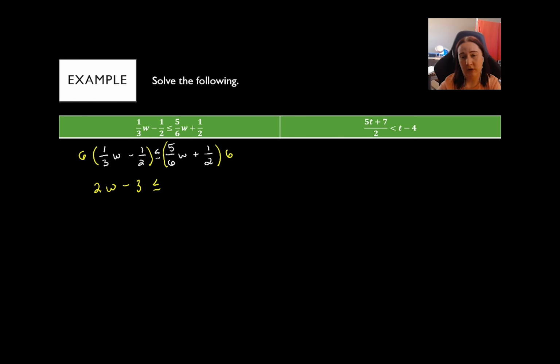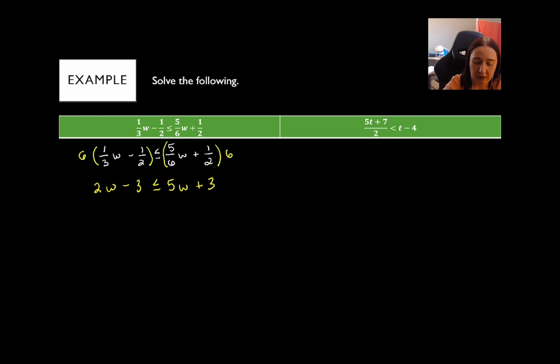Now we're going to do the other side, and we're going to take that 6, multiply by 5 over 6. So that's going to be 6 times 5 divided by 6. So that's 30 divided by 6, so that gives us 5, so that's 5W. And then 6 times 1/2, 6 times 1 is 6, divided by 2 is 3. So that's the trick that I do with whole numbers and fractions. Multiply the top, divide by the bottom. So we end up with 2W minus 3 is less than or equal to 5W plus 3.